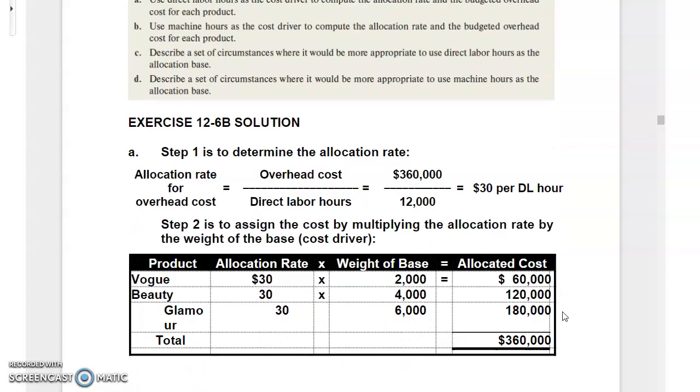So step 2, we're going to apply the $30 per hour times the number of units that we expect to make. And this shows that the total 360,000 is allocated among the 3 products based on the amount of direct labor hours. Now part B says use machine hours as the cost driver.